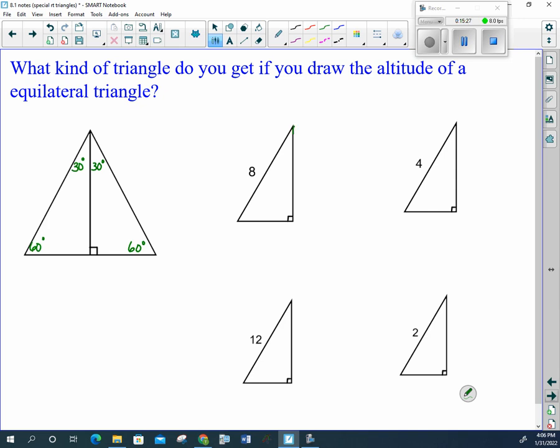Okay, so when we bisect and drop down the altitude, I would know that this side right here is 8, so this side right here on the bottom would have to be 4. So if you do the Pythagorean theorem, x squared plus 4 squared equals 8 squared. Solve that for x. So that's going to be the square root of 64 minus 16, so that's 48. And that's going to turn out to be 4 root 3.